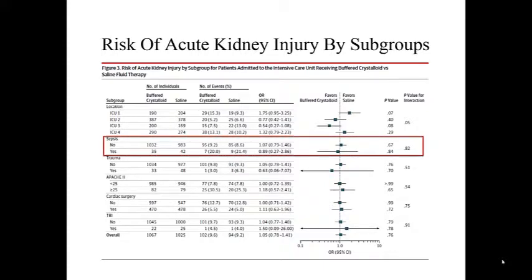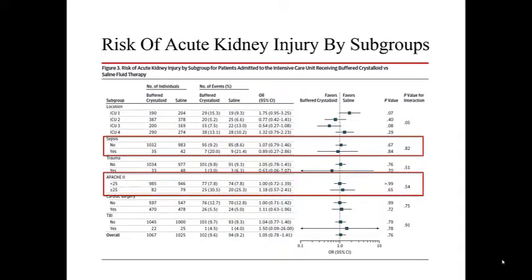But again, the thing to point out here is how many sepsis patients they were seeing in their subgroup analysis. The patients who had sepsis in both groups were only 35 and 42. And the patients who did not have sepsis in these groups, you see that in the buffered crystalloid solution, it's almost 1,000 in both groups. As well, if you look at the APACHE score of these patients, mostly they were not that sick, and those results were not significantly different either.